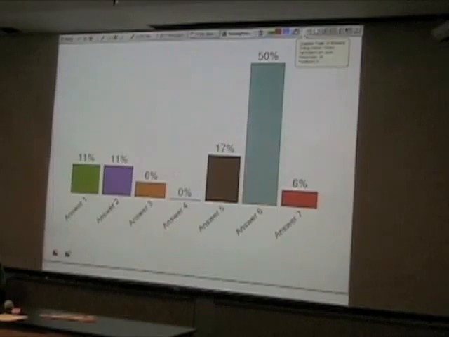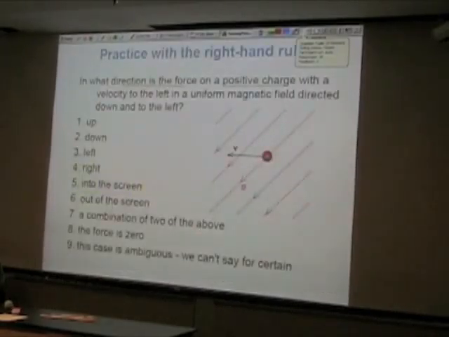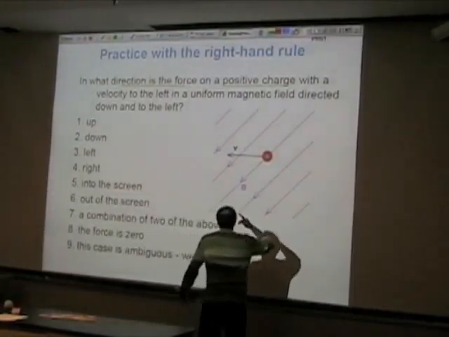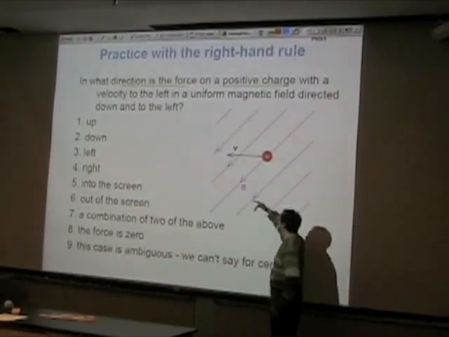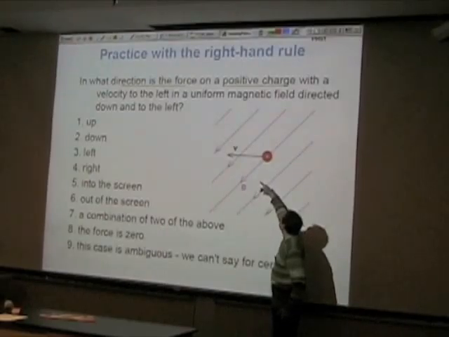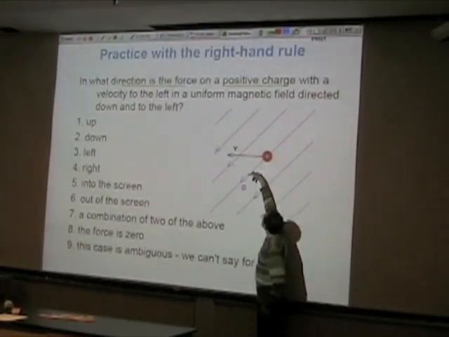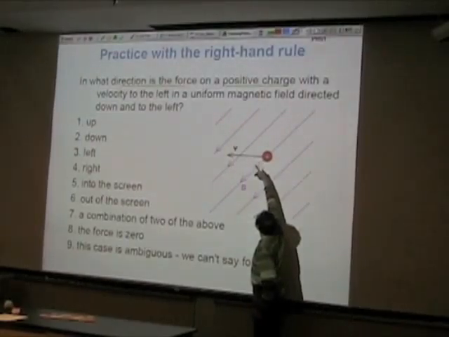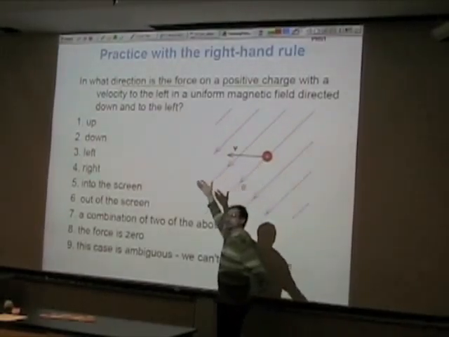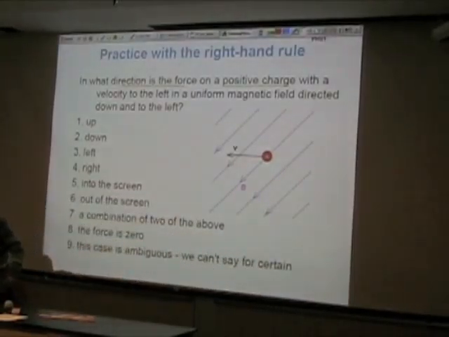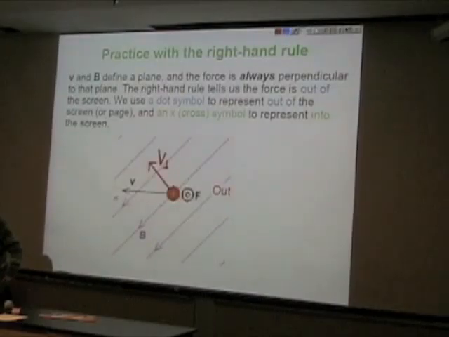Six. Let's see what 6 means. Out of the 50. All right. So, in this situation, we take our hand. Fingers are supposed to be directed in the direction of the magnetic field. This is the velocity. The component which is perpendicular to the field points like that. So the thumb shows the direction of the force out of the screen, which is the correct answer.